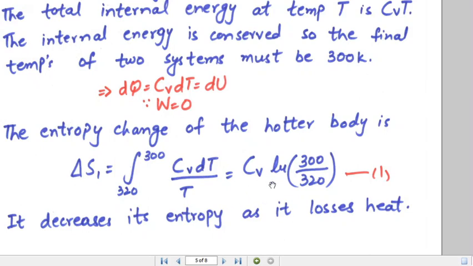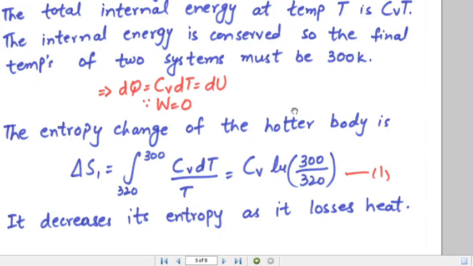And how can you figure it out? You know that here you have a log of 300 to 320, which will be a ratio less than 1. So the log of some decimal number is basically a negative number. So it means that the change in entropy of this hotter object will decrease. It means that it decreases its entropy as it loses heat.